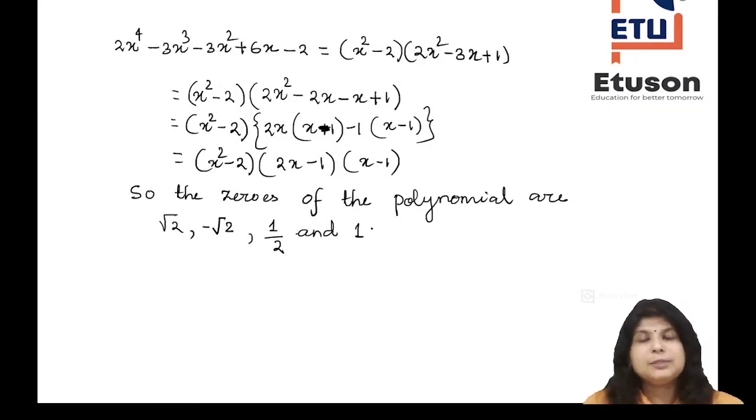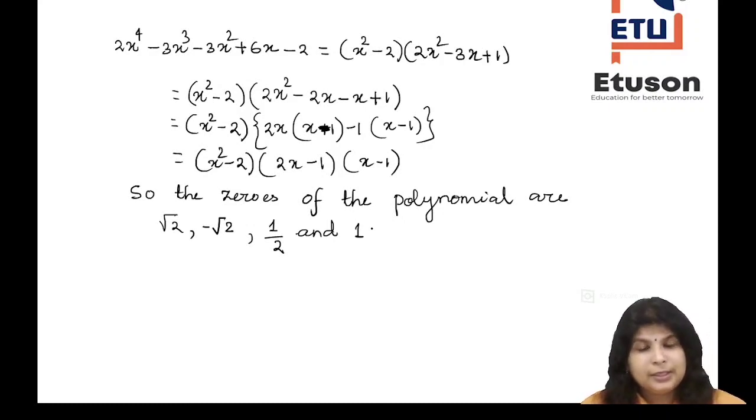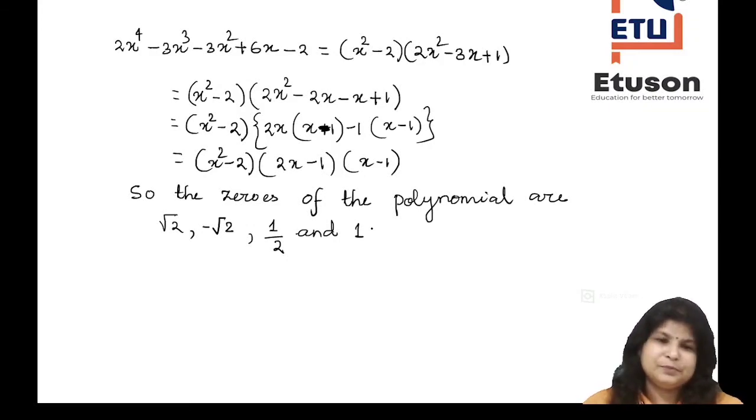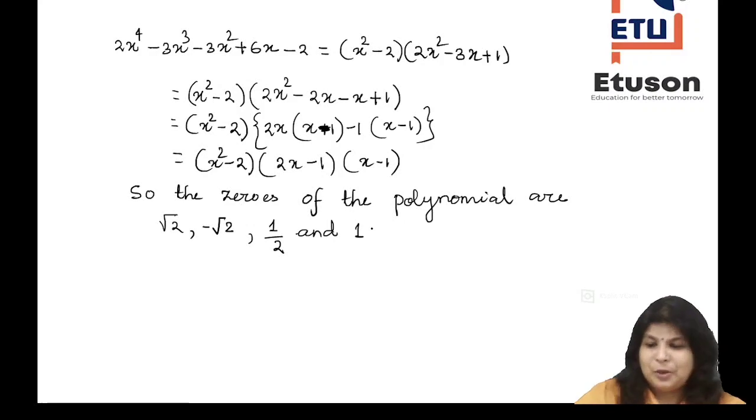Okay, so what did you do in this particular problem? First you divided it, then you found out the quotient, then you expressed it as dividend is equal to divisor into quotient plus remainder. Here the remainder was 0. After getting that, if the quotient is not in factorized form, you have to factorize it by the splitting the middle term method. Okay children, did you understand this problem? So in the next class, we will solve the exercise problems.